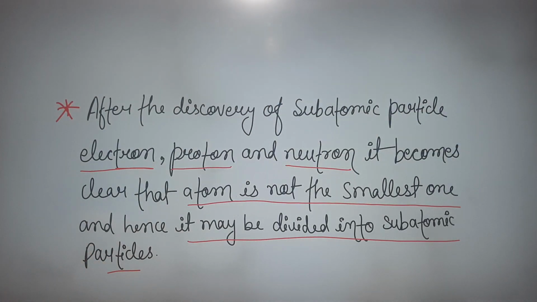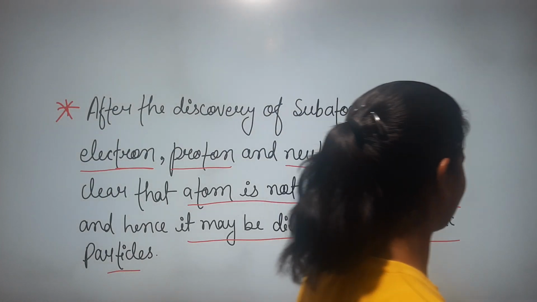So this one is the drawbacks of Dalton's atomic theory, that after the discovery of the subatomic particles like electron, proton, neutron, it is clear that atoms are not the smallest particle. They may be divided into subatomic particles like electron, proton, and neutrons. So this is all about the drawback of Dalton's atomic theory.